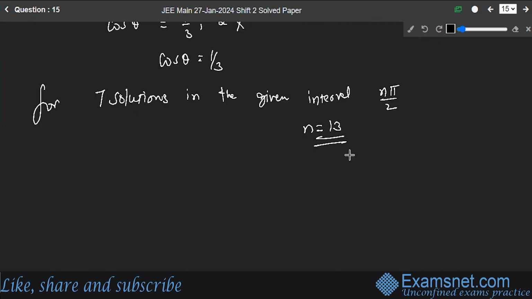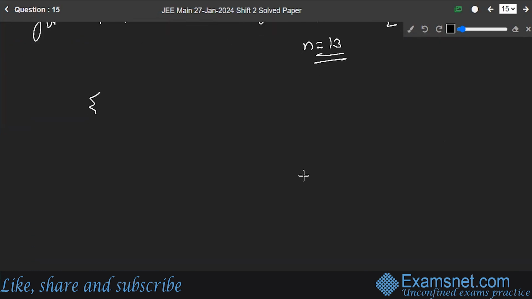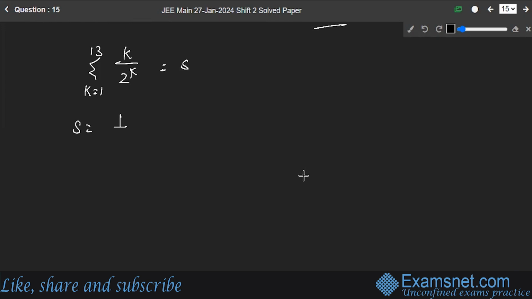Summation k is equal to 1 till n. n is 13 in this case, k upon 2 power k. Let's say this is equal to s. So you have s equal to 1 by 2 plus 2 upon 2 square, 3 upon 2 cube, 4 upon 2 power 4, and so on till 13 upon 2 power 13.